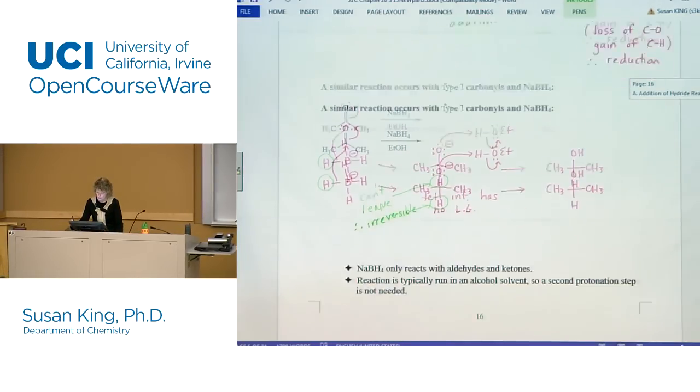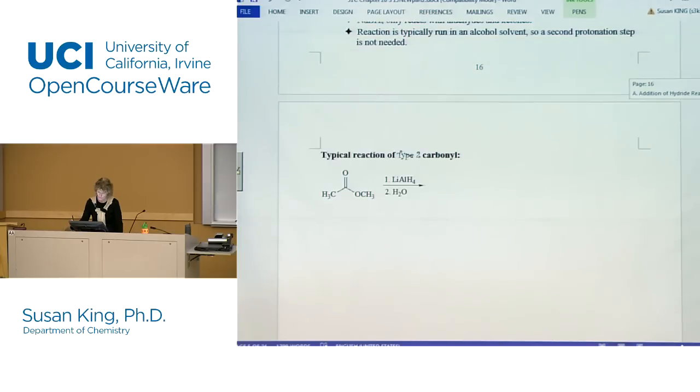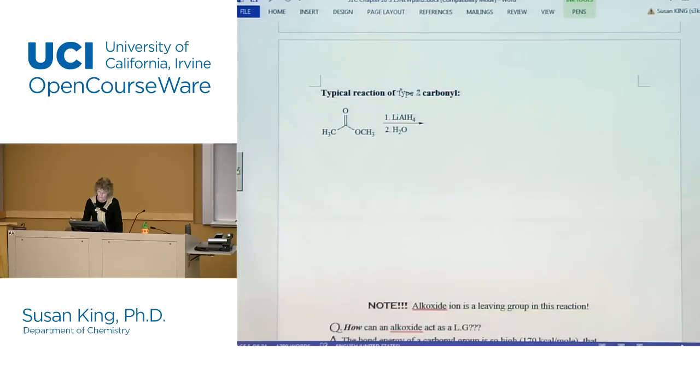Let's do type 2. Do we need to talk about sodium borohydride with type 2? No, because it only works on aldehydes and ketones. So we're done with sodium borohydride. All right, so lithium aluminum hydride, we can do this, right? We're going to go through here one step at a time. Rather than just predicting products, memorizing products, having a whole sheet that you memorize, we're going to go through the thought process.